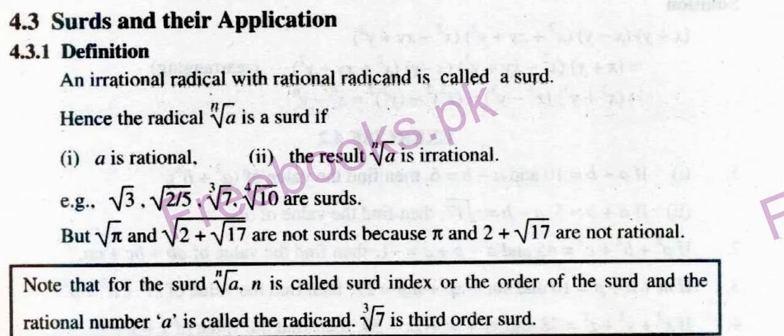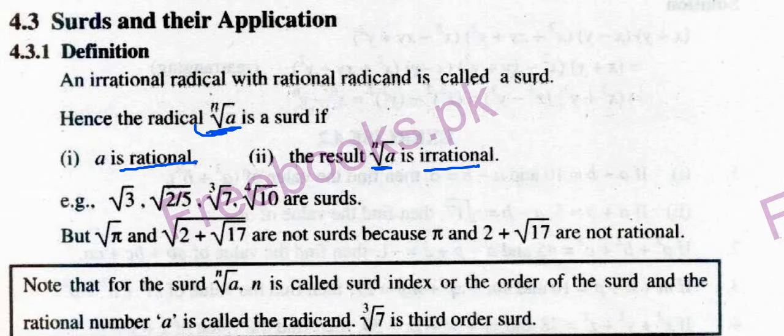Definition: an irrational radical with a rational radicand is called a surd. Hence the radical nth root of A is a surd if A is rational and the result of this is irrational. For a surd, there are two conditions. A must be rational, and the result, that means the answer we got, must be irrational.